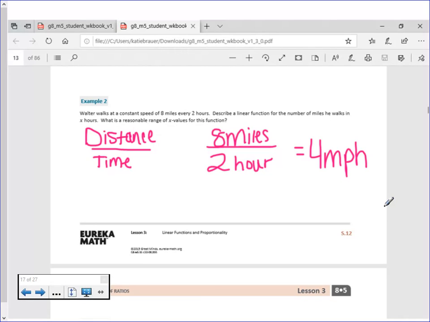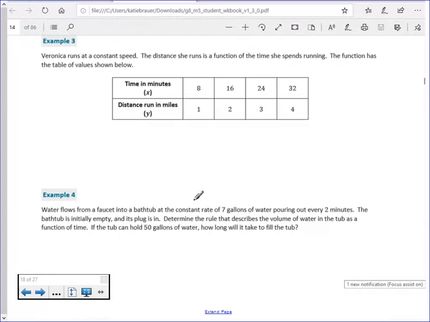Yeah, it says he walks. He's walking. So that is the constant rate that this guy's walking. It says he walks at a constant rate. That means he's not speeding up. He's not slowing down. He's going 4 miles an hour the whole entire time. Okay? That's what a constant rate means.